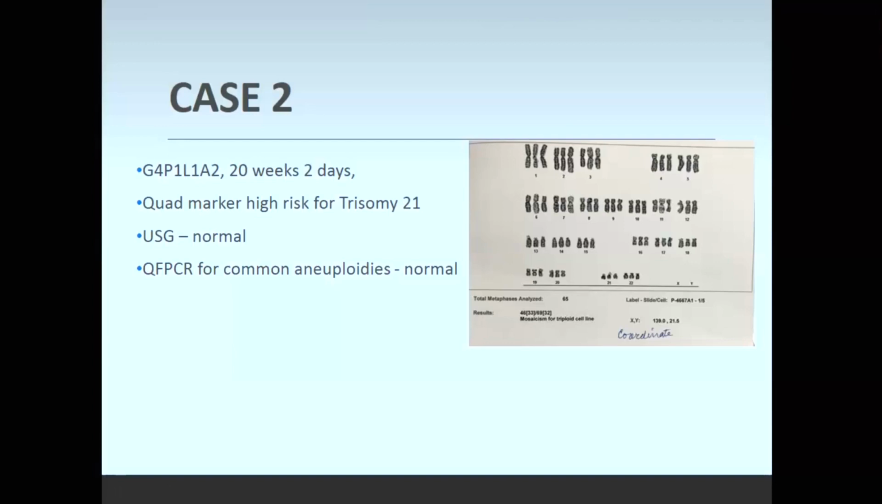qPCR will not be able to detect triploidy. MLPA will also not be able to detect triploidy. So here comes the advantage of doing karyotyping. Triple X it will detect, but here it is triploidy. So now we have to do the literature review.